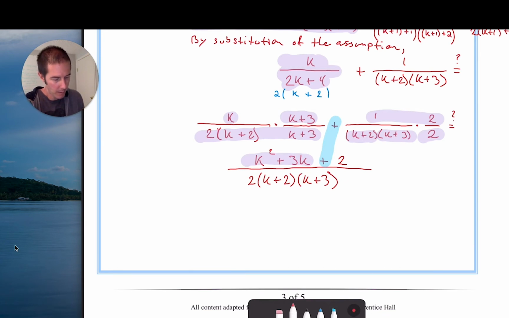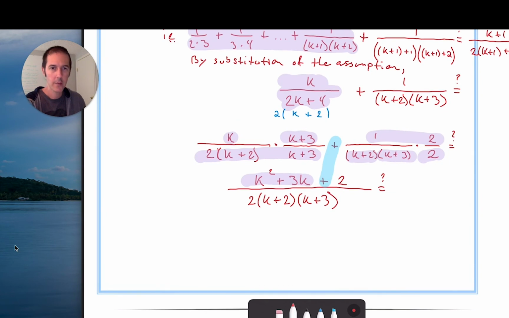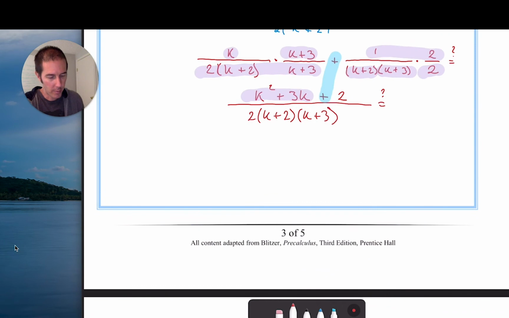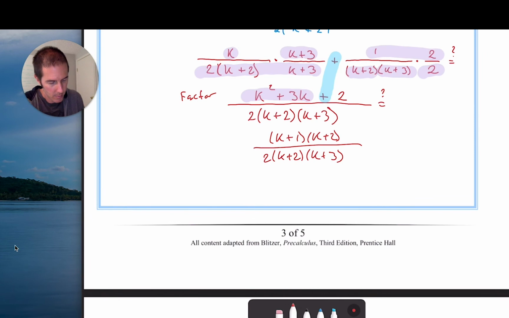The question remains, does this equal the right-hand side? It was so long ago, the right-hand side's almost off the screen. I'm going to factor my numerator, which becomes k plus 1 times k plus 2, still over the denominator. Still maybe equals the right-hand side. Definitely the k plus 2 and the k plus 2 are going to cancel each other out.